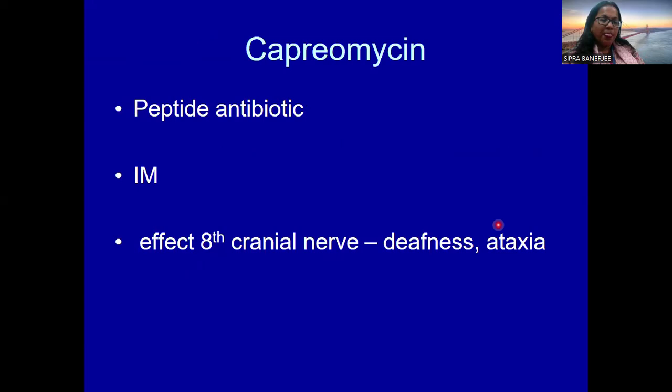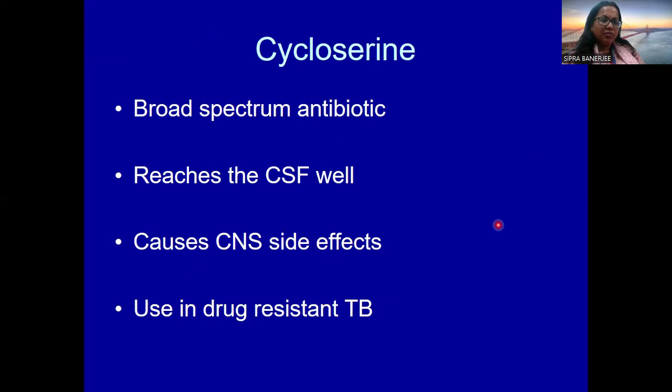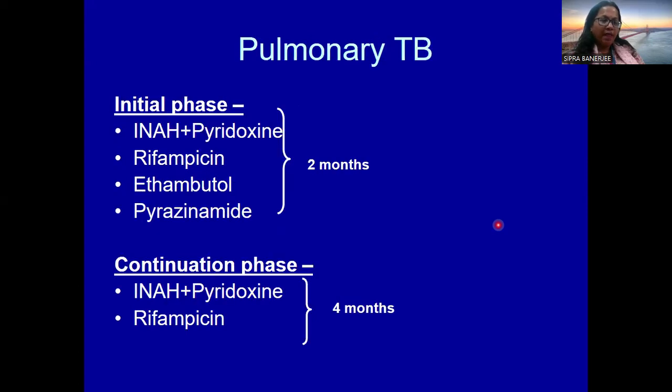Okay. Now capreomycin, with side effects such as 8th nerve damage, deafness, and ataxia. Ciprofloxacin is a broad spectrum antibiotic. It reaches the CSF well, causes CNS side effects, and is used in drug resistant TB. In cases of drug resistance where normal drugs cannot treat, cycloserine has to be given.